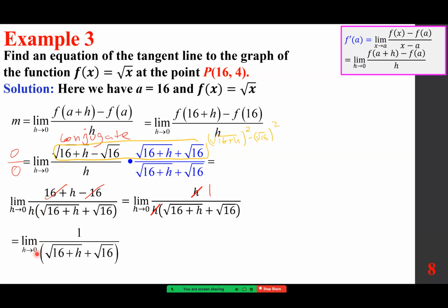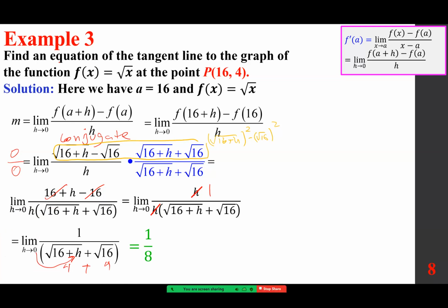Now, if I plug in, what do I get? Square root of 16, which is 4. Square root of 16, which is 4. I get 8 in the denominator. So 1 over 8 is the final answer for this case.